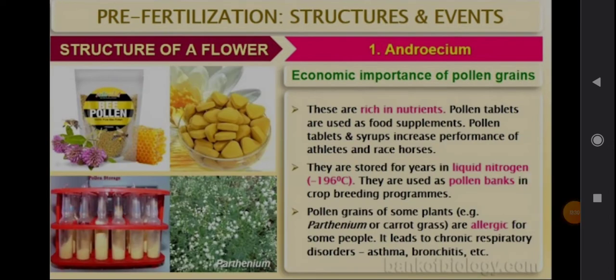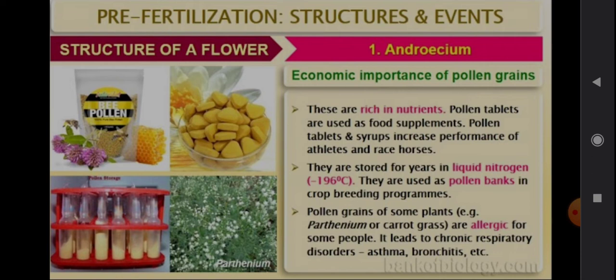And the economic importance of pollen grains: they are rich in nutrients. Pollen tablets are used as food supplements. Pollen tablets and syrups increase the performance of athletes and race horses. They are stored for years in liquid nitrogen. They are used as pollen banks in crop breeding programs. Though these pollen grains are very rich in nutrients, they will be used by athletes and race horses as syrups and tablets, because it is a very good food supplement.